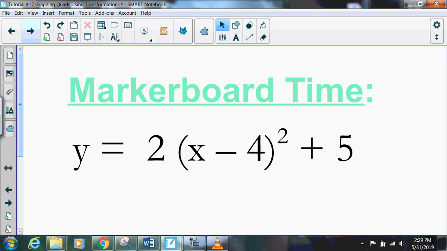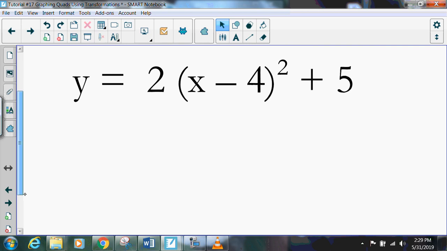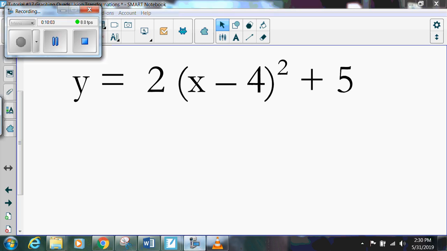Okay, so marker board time. Here is our quadratic equation that we want to graph. What I want you to do now is pause it again. Pause it, write it down, and then when you unpause it, you're going to see the answer. So quick, quick, quick, pause. All right, I'll see you back in just a second. Hold on, I gotta remember how to pause.